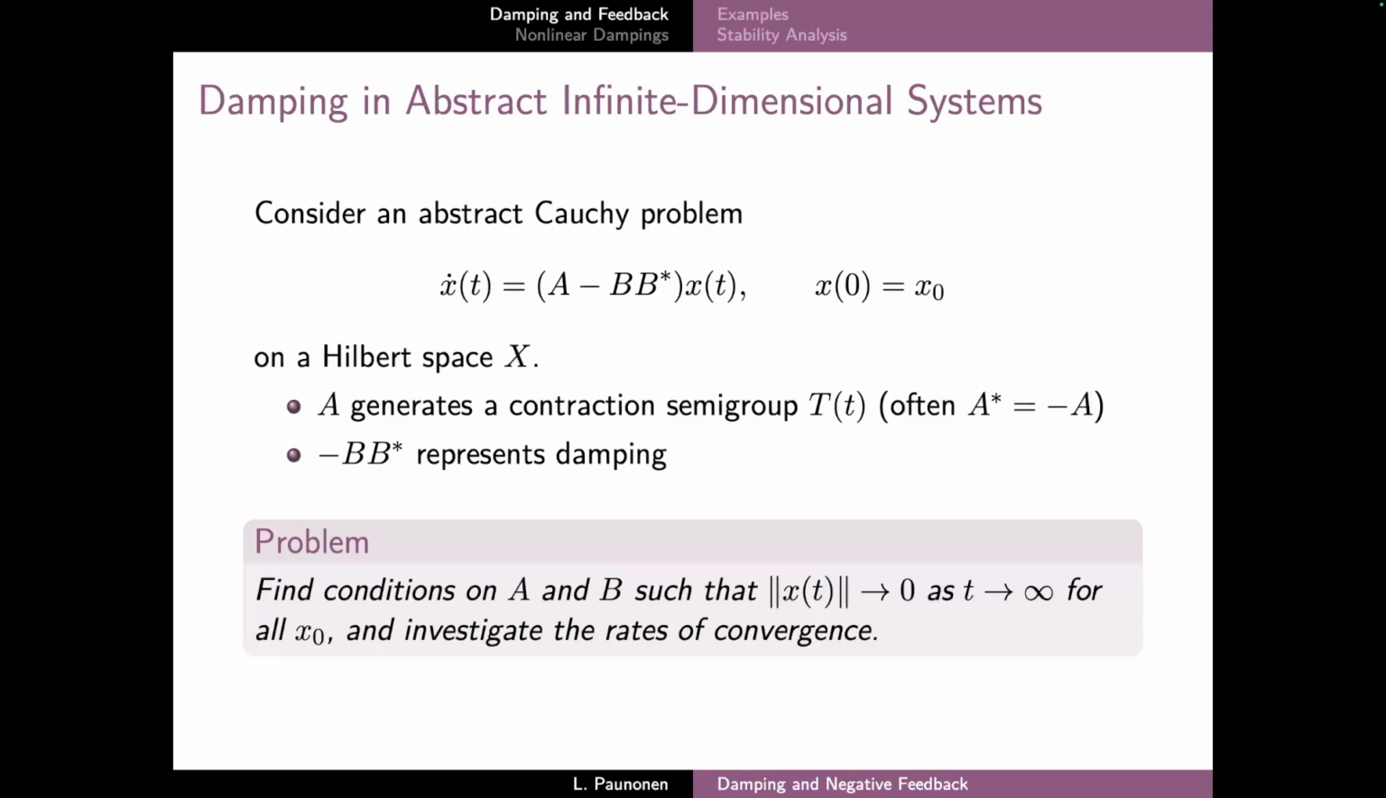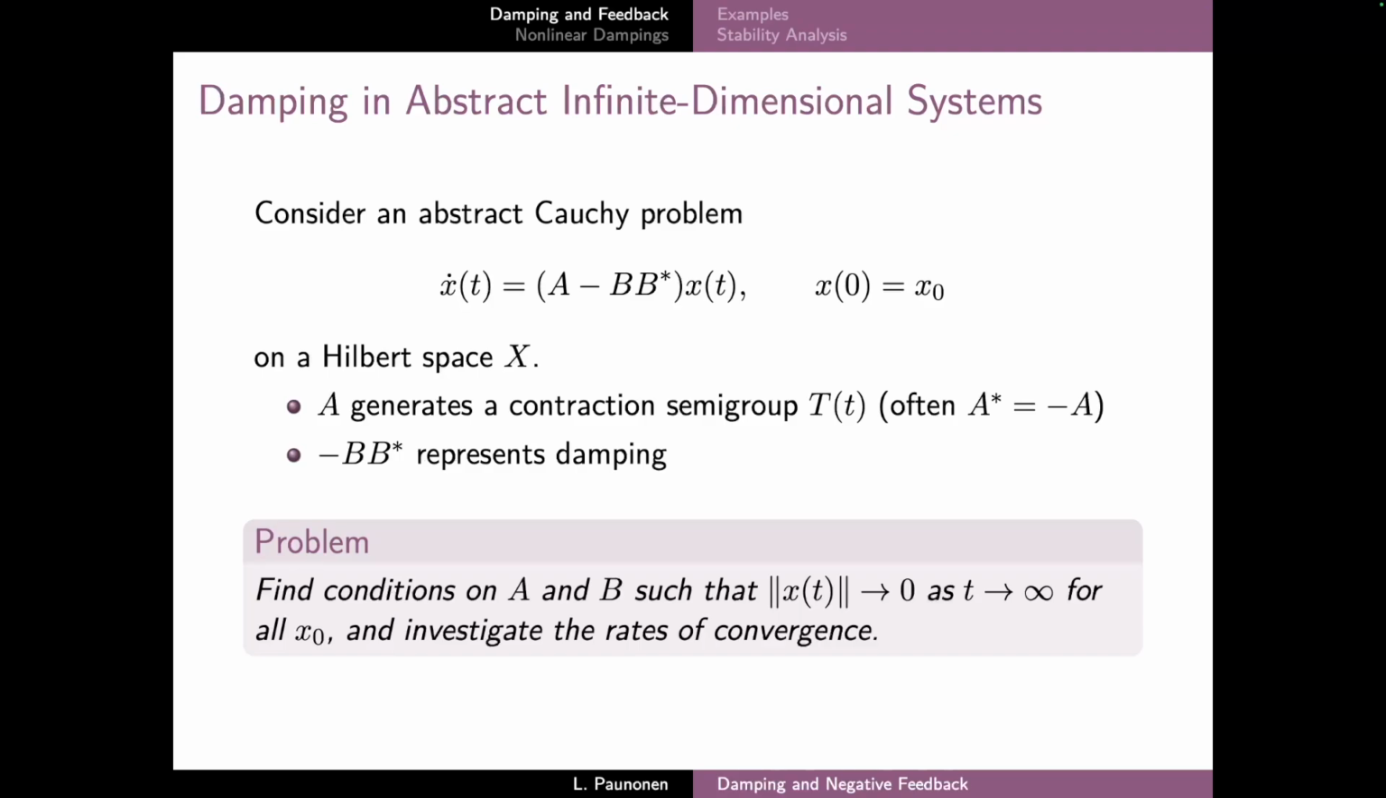So throughout the talk, we are interested in the properties of this abstract Cauchy problem, which is an abstract differential equation on an infinite dimensional Hilbert space. And our semigroup generator has a very specific form. It consists of an operator A, which generates a contraction semigroup, often a unitary group, and it represents somehow the undamped dynamics of the equation. And then the second term, the minus BB star, captures the effect of the damping in the system.